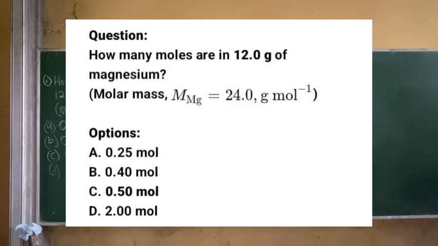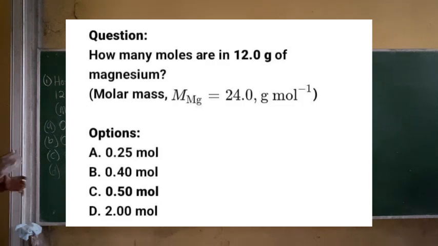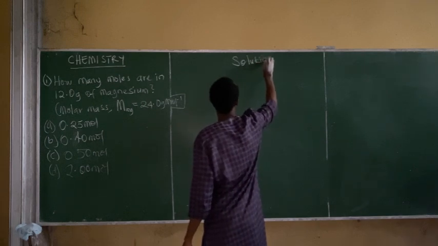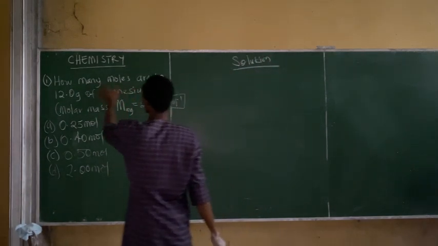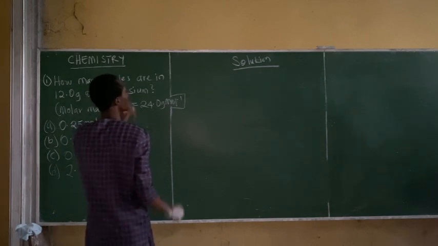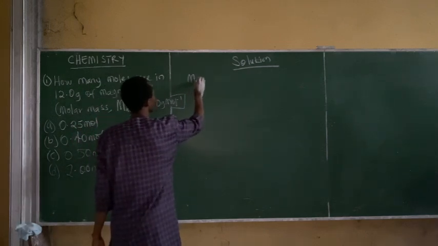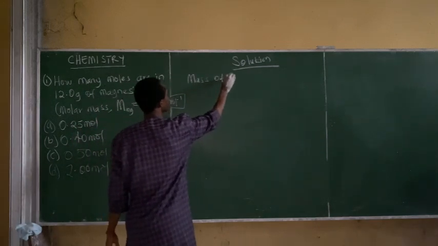Option A, we have 0.25 moles. Option B, 0.40 moles. Option C, 0.50 moles. And option D, 2.0 moles. Solution. They said how many moles are in 12 grams of magnesium. So they gave us the mass of magnesium.